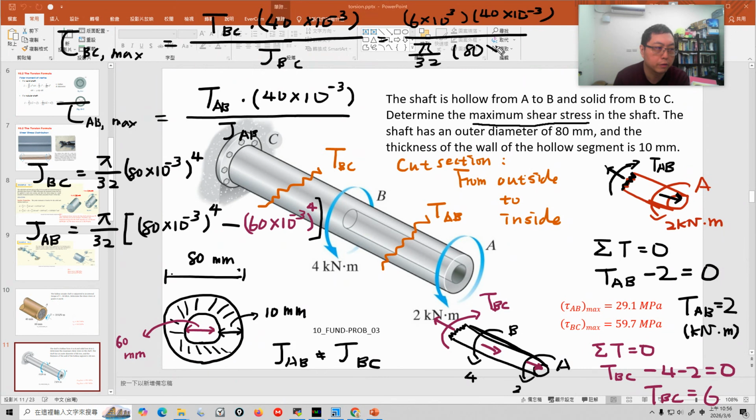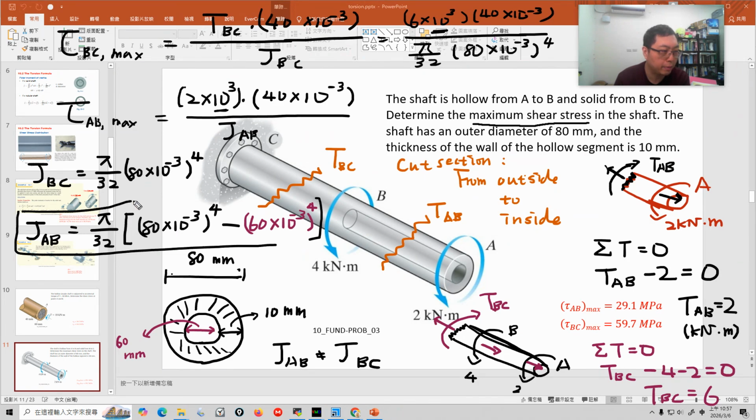just keep it, and try to learn how to use the engineering calculator. And here the TAB is 2, so don't forget you have to use 2 times 10 to the power 3. Don't forget the power 3 here. If you miss the power 3, your answer is also wrong. And the JAB, don't forget to put this complicated JAB into your denominator. And the final answer is just what is in this slide show.